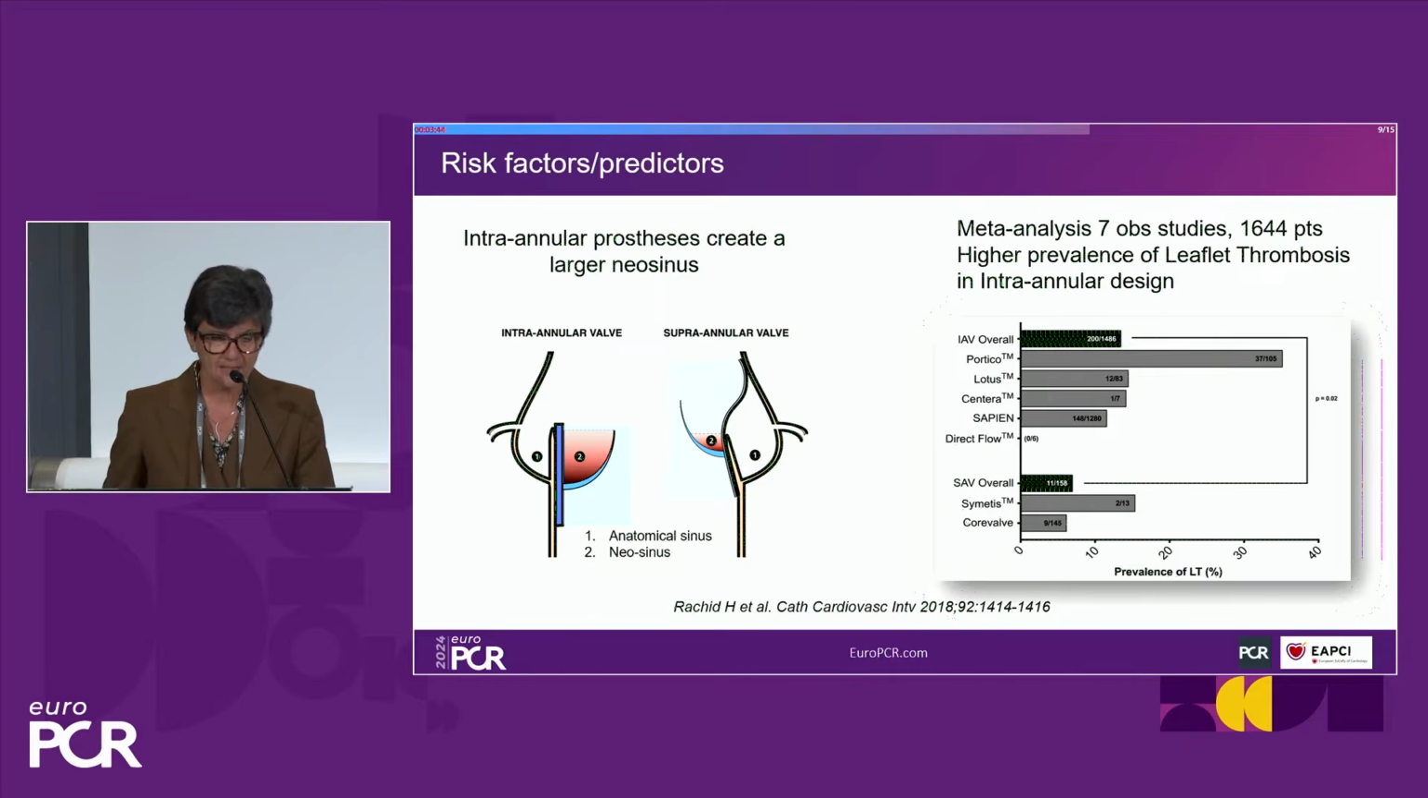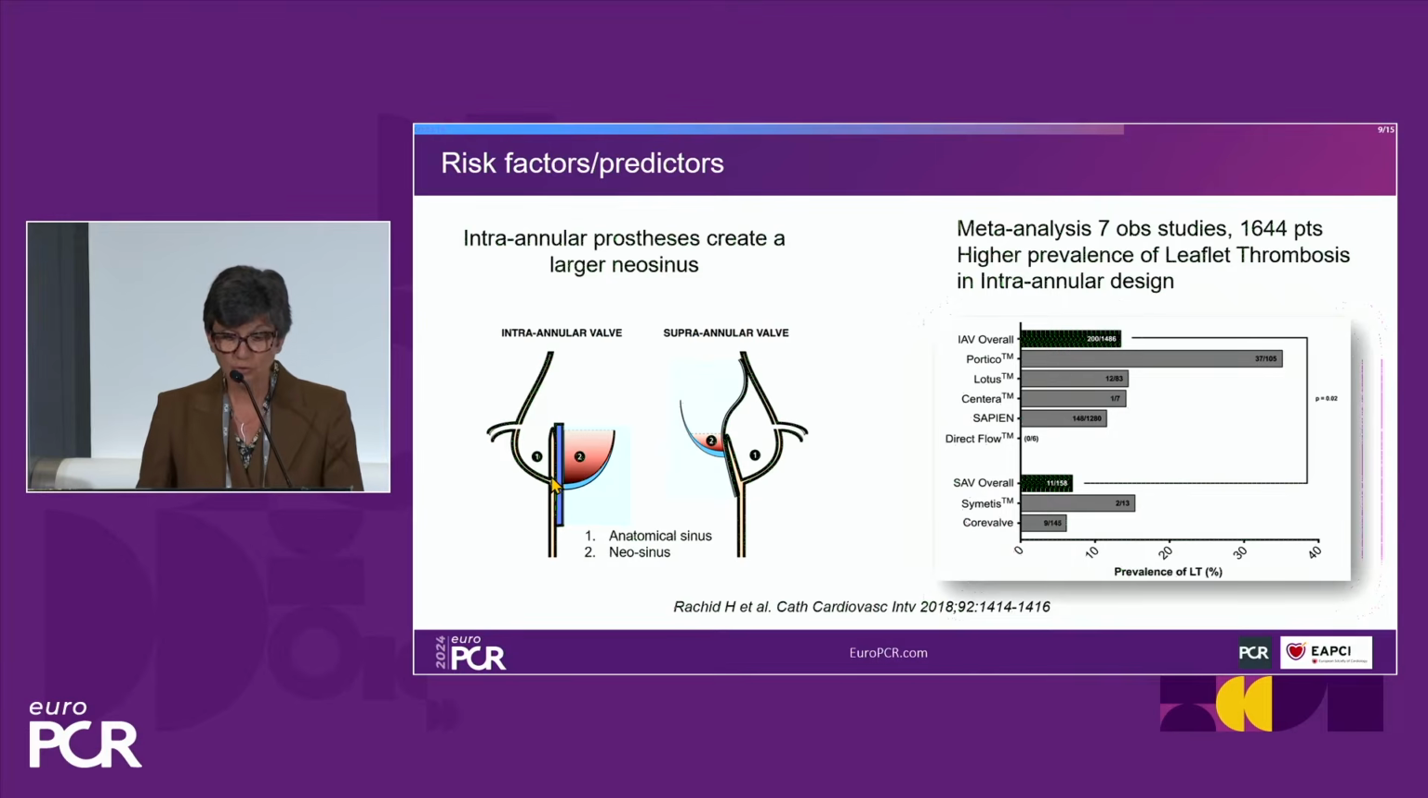And to explain that, you see on the left part of the slide that the design of the prosthesis itself could have an impact on the HALT occurrence. You see on the left the intra-annular valve. The number 1 is the anatomical sinus. The number 2 is the neosinus created by the new valves, the intra-annular valve implanted, that create a larger neosinus than the supra-annular valve. And you know that the neosinus could be a zone for blood stasis and thrombus deposit.